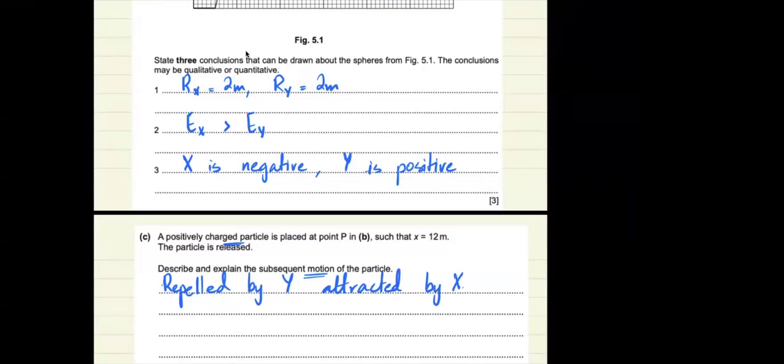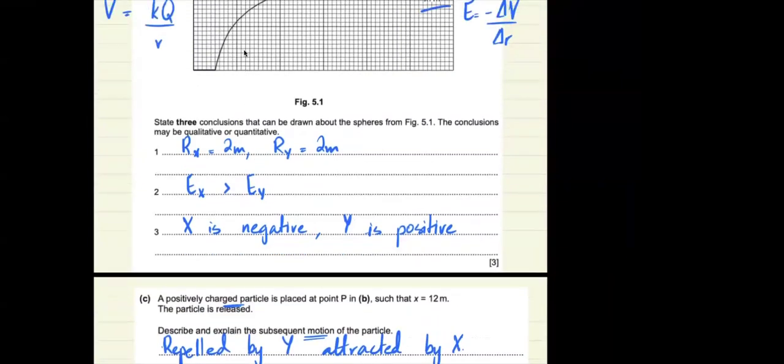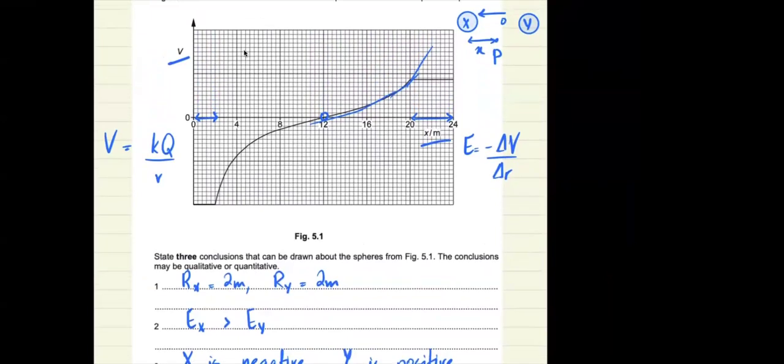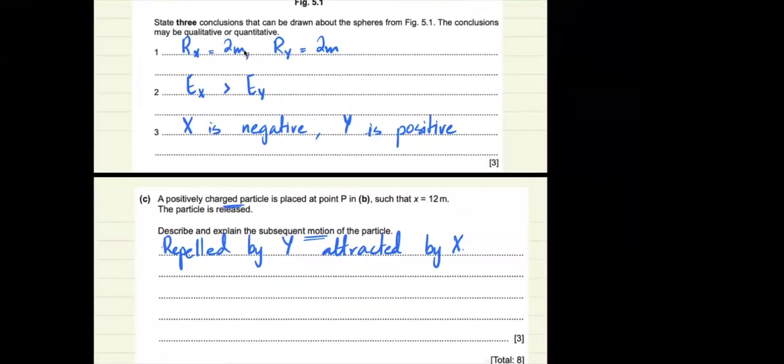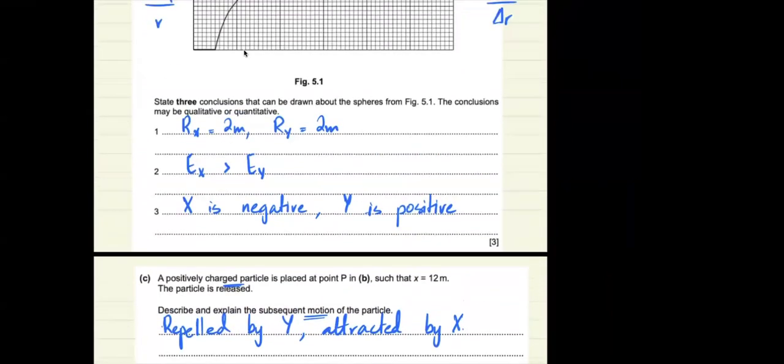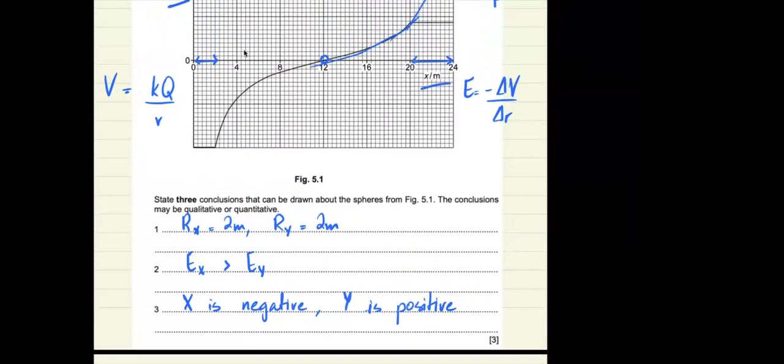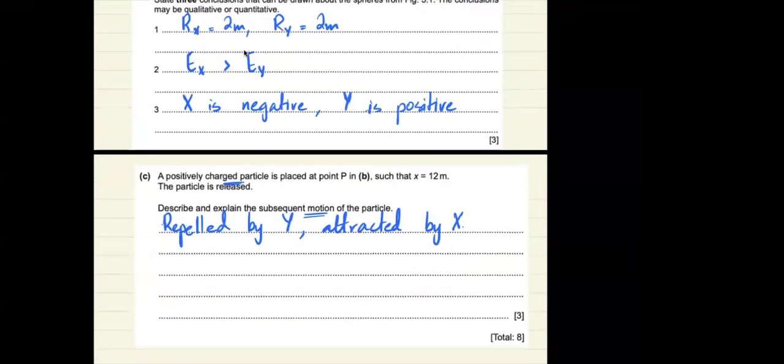How did you conclude the steepness? Just by drawing tangents, right? That's how you find gradients to a curve. And the gradient here is the electric field strength. So it's repelled by Y, attracted by X. And to talk about the motion, when it moves towards X, this is getting progressively steeper, right? This is how it moves, right? So the electric field strength is increasing.